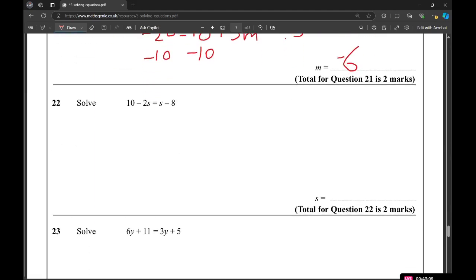Question 22. Solve 10 minus 2s equals s minus 8. I'm going to add 2s to both sides. So I'm going to get 10 is equal to s plus 2s, which would be 3s, minus 8. What's the opposite of minus 8, guys? That would be to add 8 to both sides.